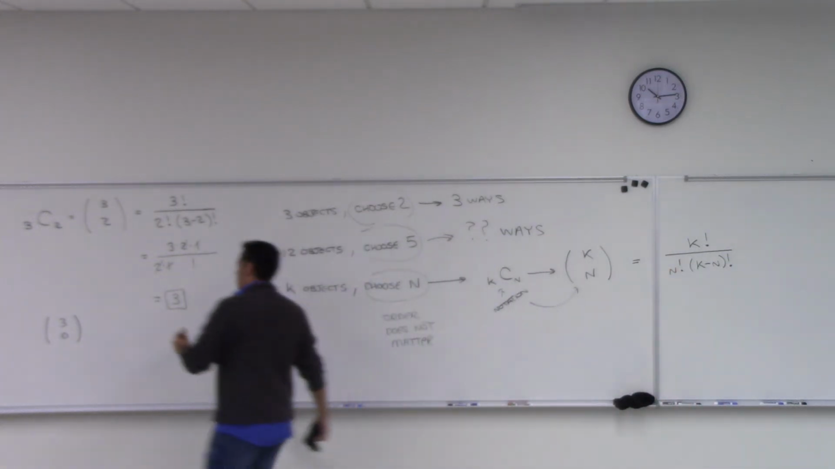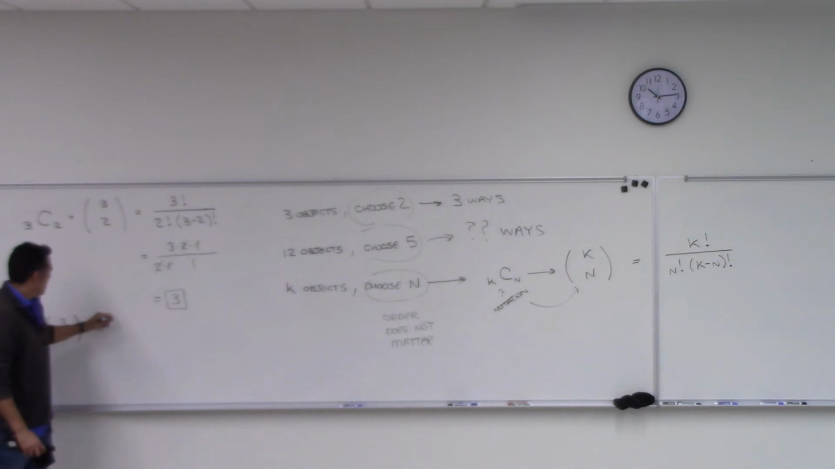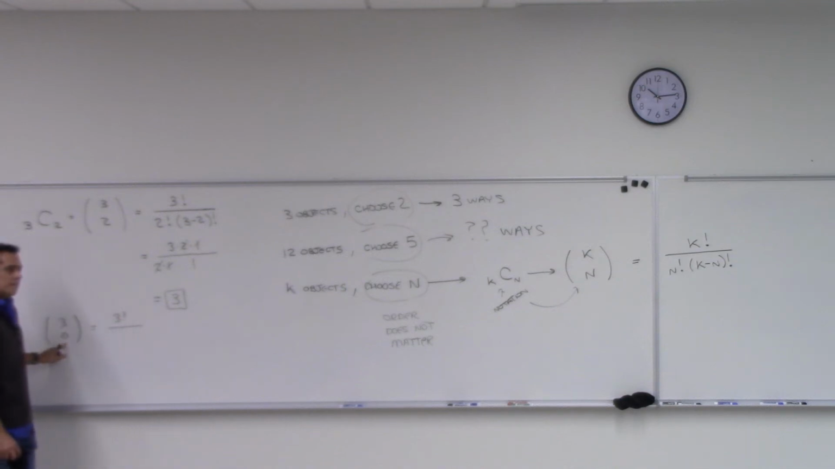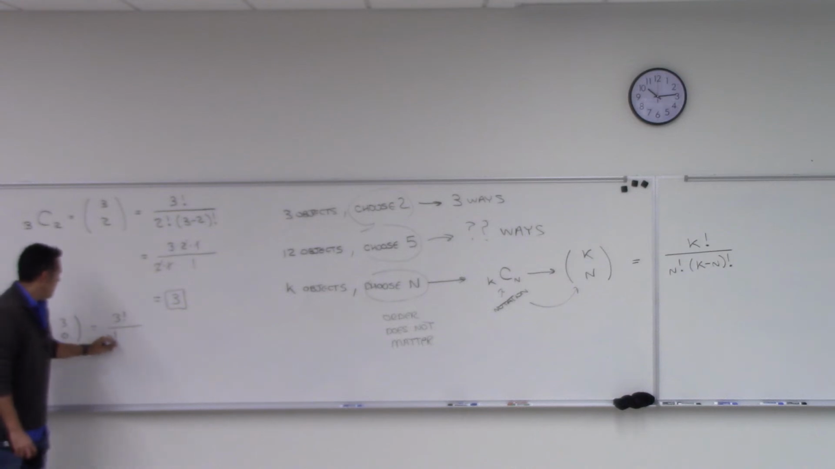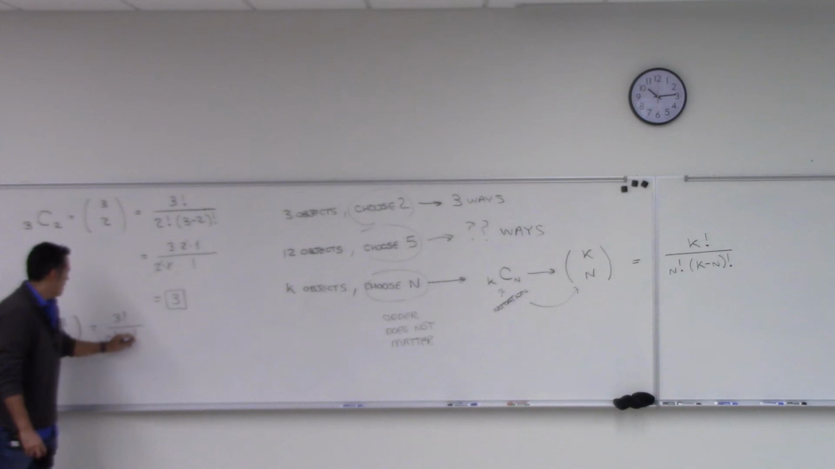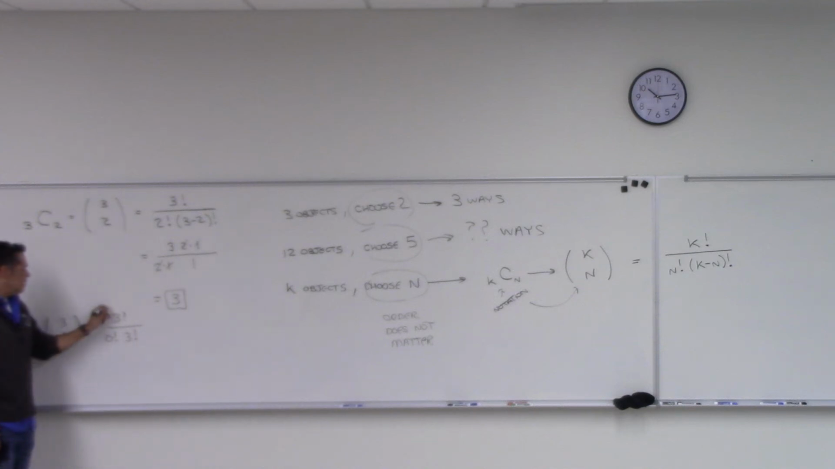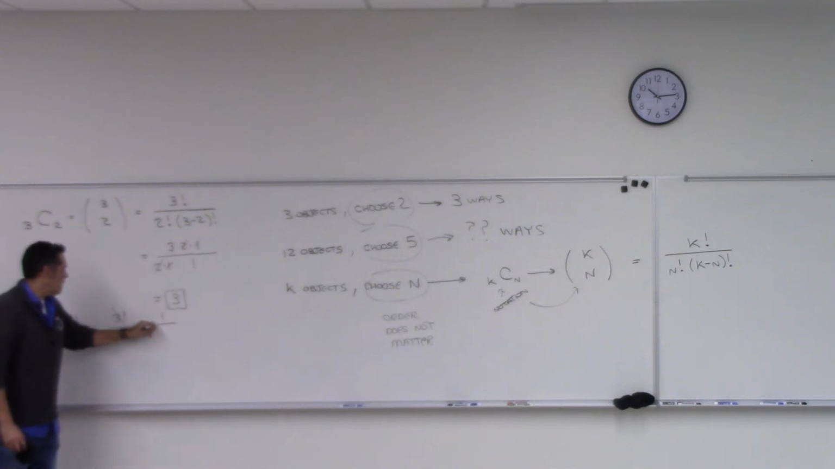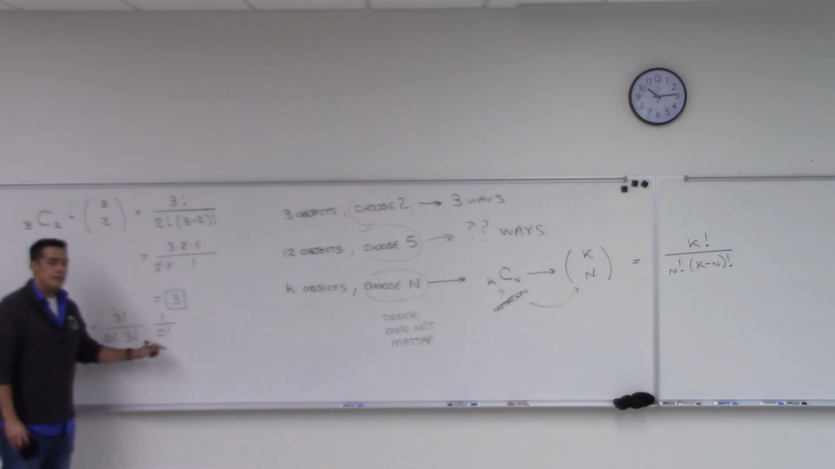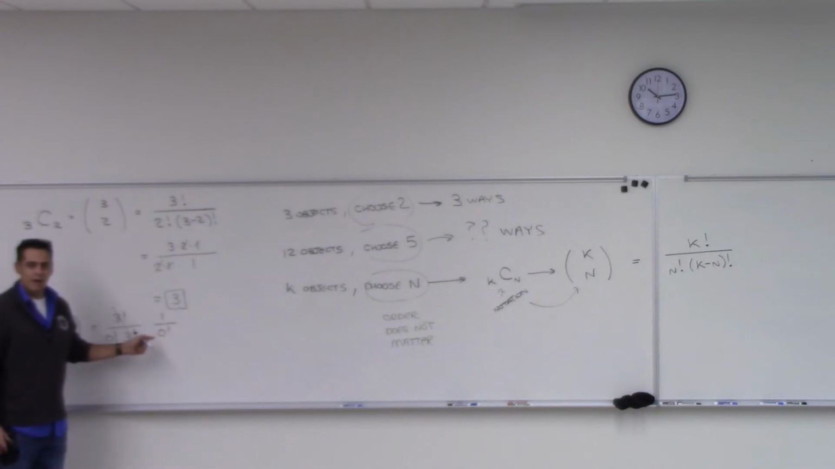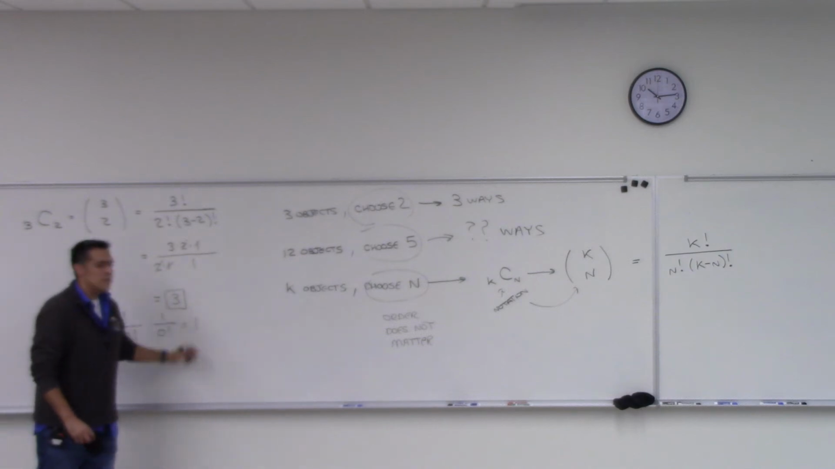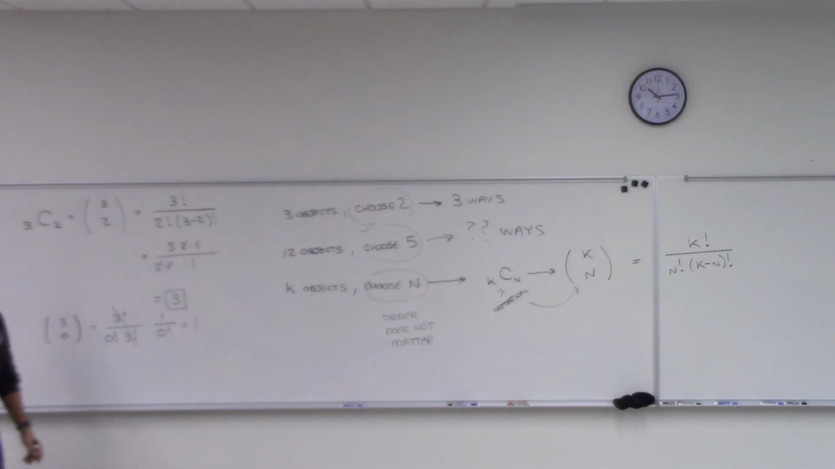Okay, so let's check the formula. This would be 3 factorial over, what's the bottom here? 0 factorial, and then this minus this, which is 3 factorial. And those cancel, leaving you a 1 on top and then 0 factorial, but we already showed that 0 factorial is 1. Remember gamma function, I proved that all to you. So this is just 1. So there's only one way to choose no objects from 3. Got it?